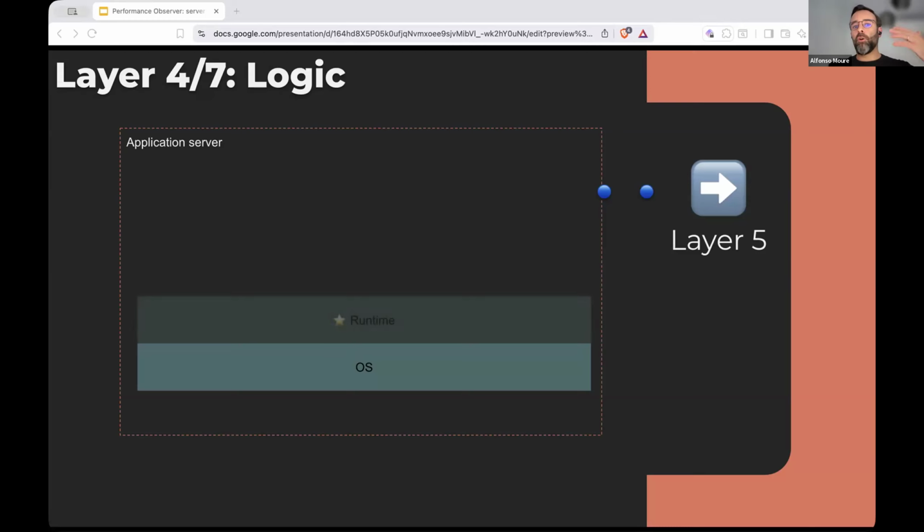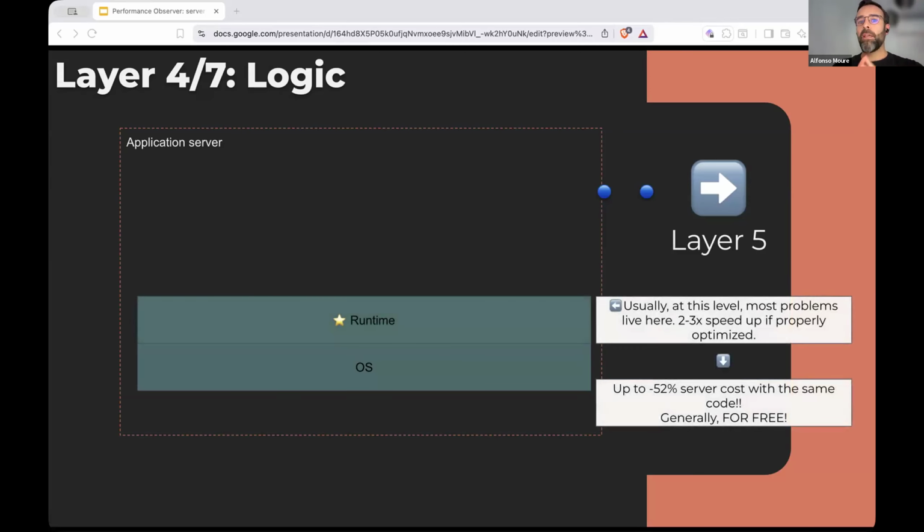And then we go to the runtime level. Here is where Node, Python, PHP, .NET are doing their stuff. And I often find packages years out of date. For example, the jump between PHP 7 and PHP 8.3, night and day. You can find a speed up of between 2 and 3 times in performance.